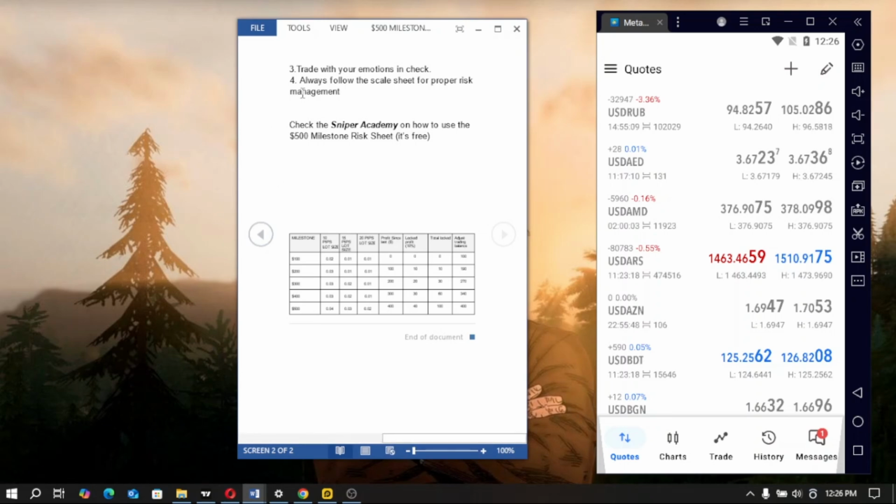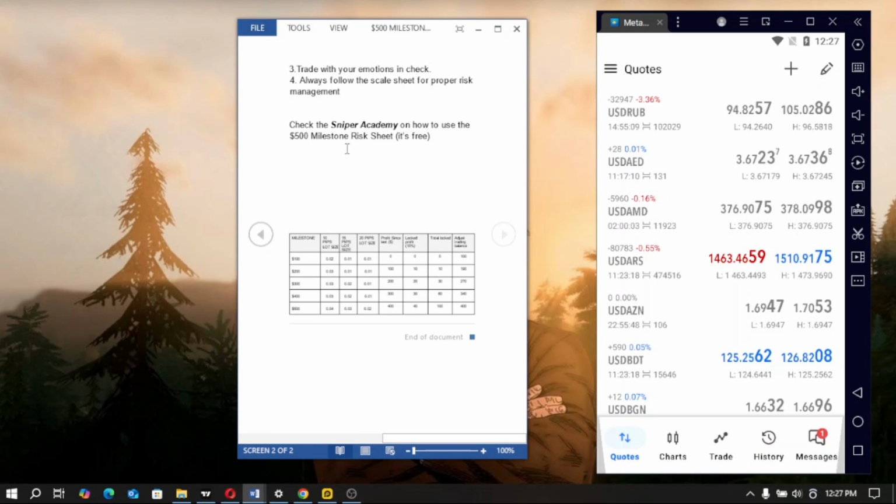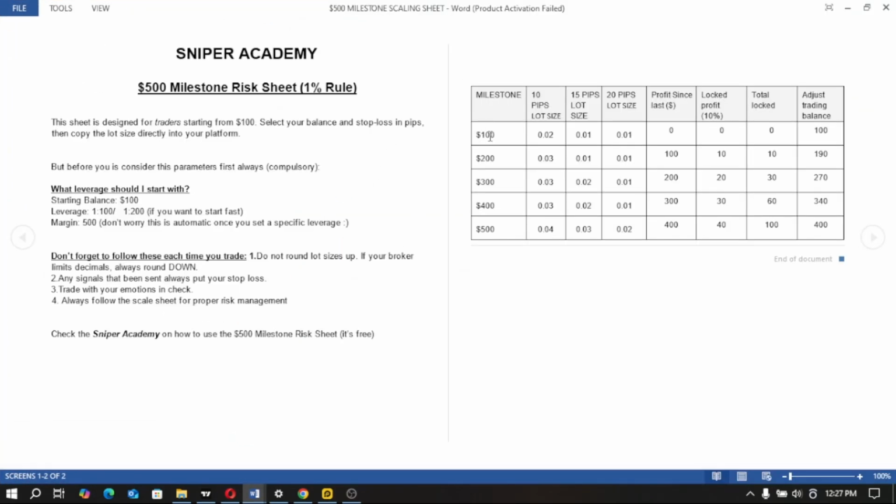The fourth thing is always follow the scale sheet for proper risk management, which is this scale sheet we are following. Now it says check the Sniper Academy on how to use the $500 milestone risk sheet. It is free. This is what you are watching right now. Okay, so let's show a practical example.